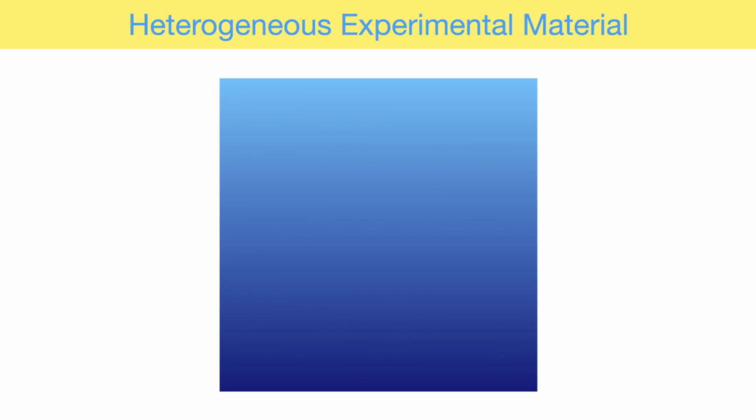All right, so that was just kind of an aside. But now let's think about what if our experimental material is not homogeneous, right? So it's not that solid, it's not that same color. Here we have a graphic that shows different shades of blue, and so this is a representation of experimental material that is heterogeneous.